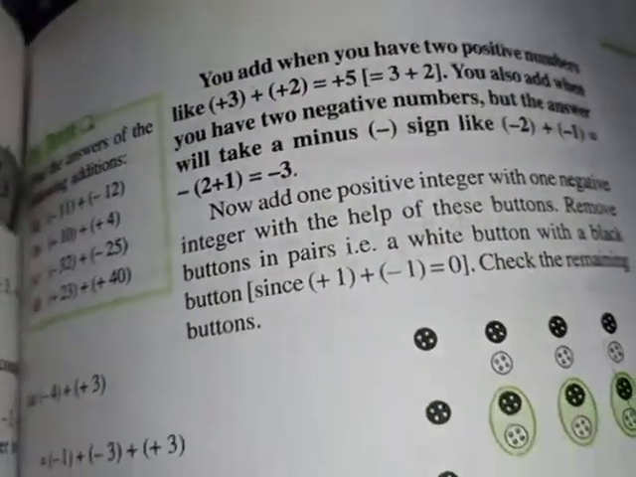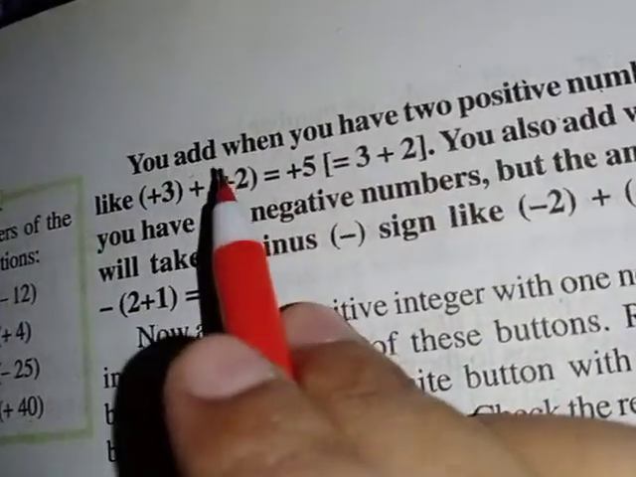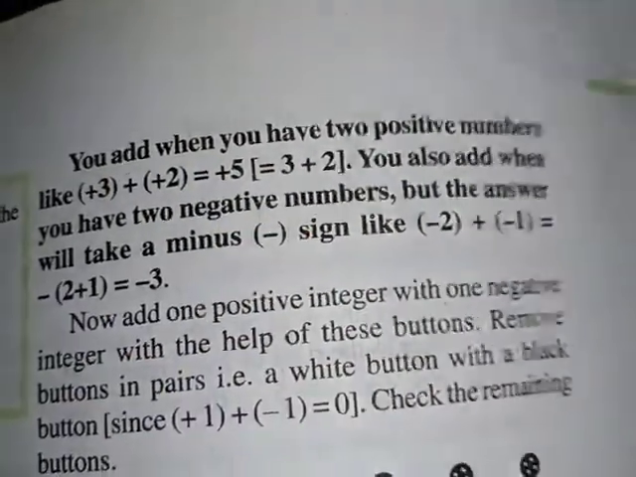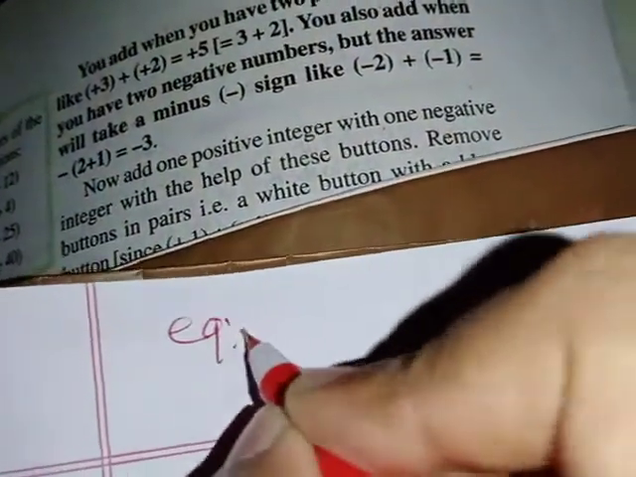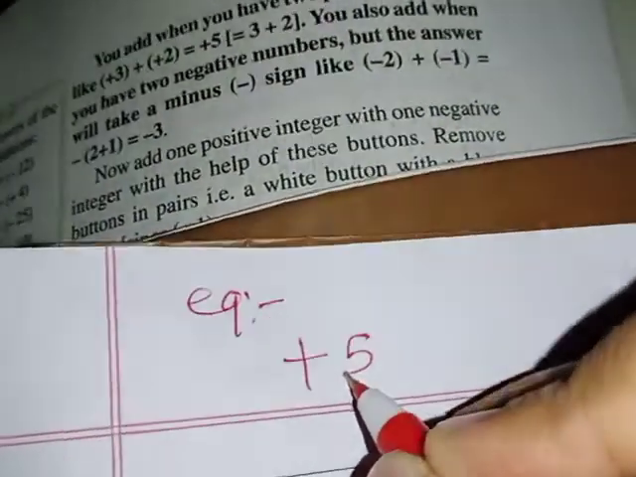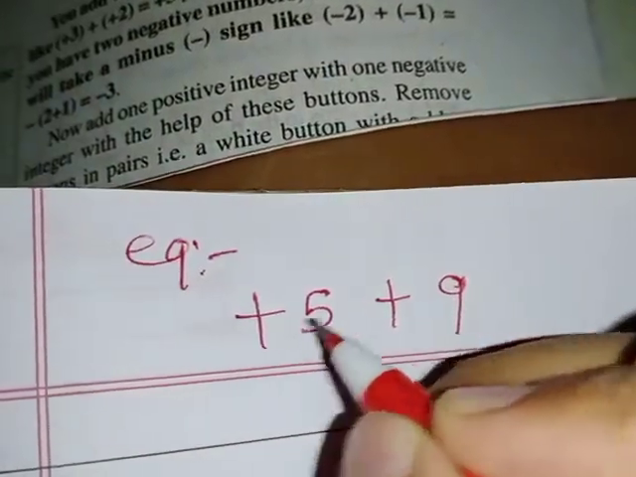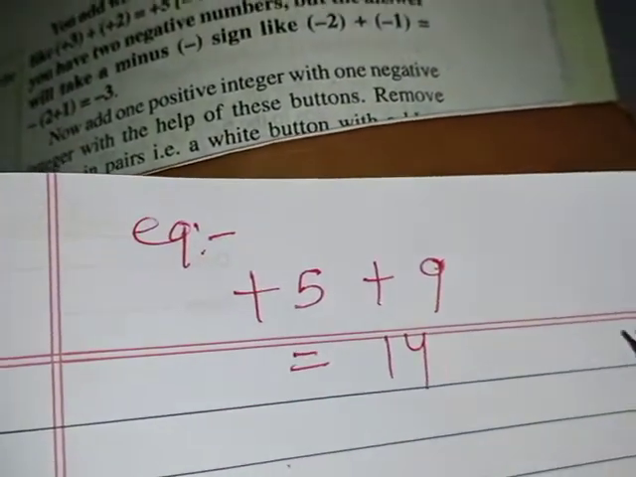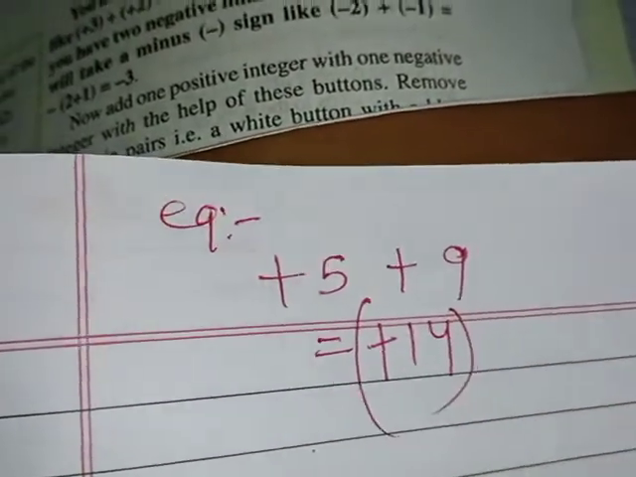These statements I will tell you in a short form. Here it is written, na? You see, you add when you have two positive integers. What does this line mean? This means that when we have two positive integers, we will add both of them. For example, if we have plus 5 and we have plus 9. Okay, when we have two positive integers, we will add them like this. Got it, na? And sign also we will put of plus only.